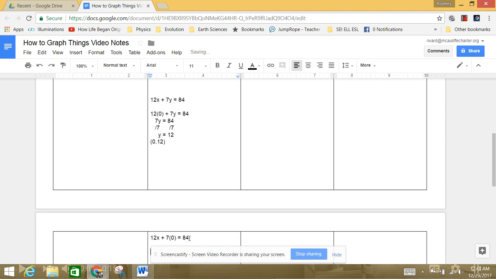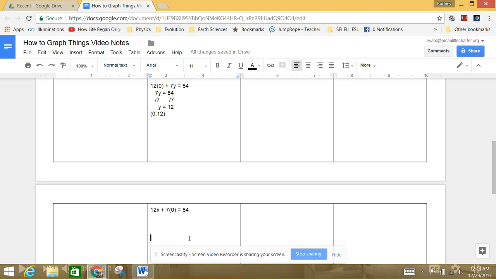We can go down to the version where I replace y with 0. That's going to get me my x-intercept. So that's still 12x plus 0 now, because 7 times 0 is 0, equals 84. And we'll divide both sides by 12 to get rid of times 12. And x equals 7. So I have an x-intercept at 7, 0.